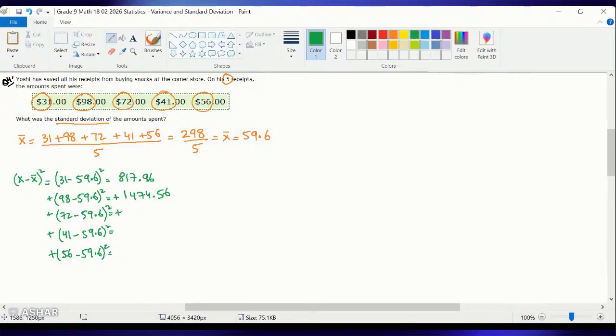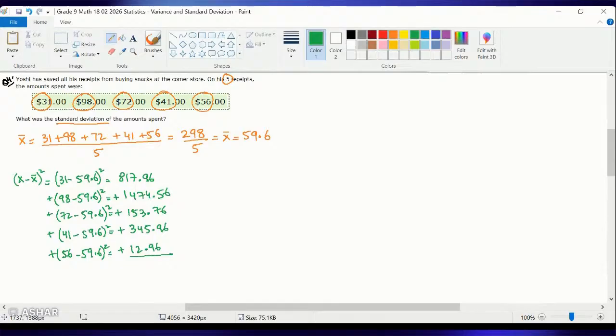72 minus 59.6 is 12.4. 12.4 squared is 153.76. 41 minus 59.6 is negative 18.6, squared gives us the answer 345.96, and the last value is 56 minus 59.6. The answer is minus 3.6, squared would give us 12.96. Can we add these numbers together?